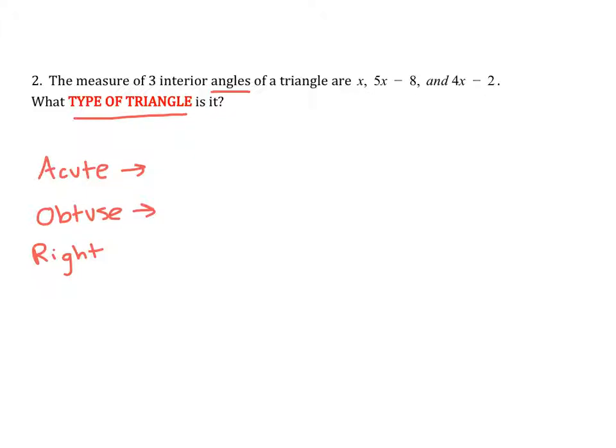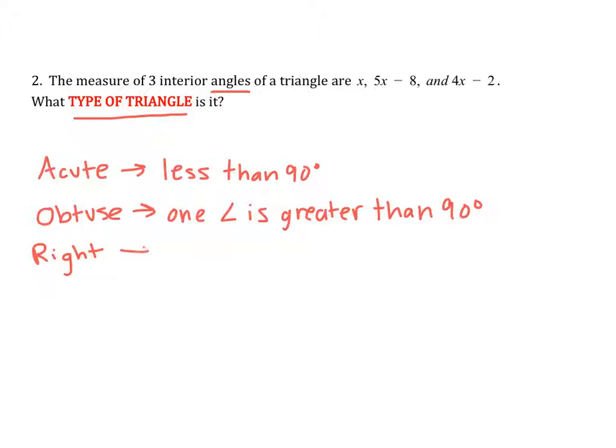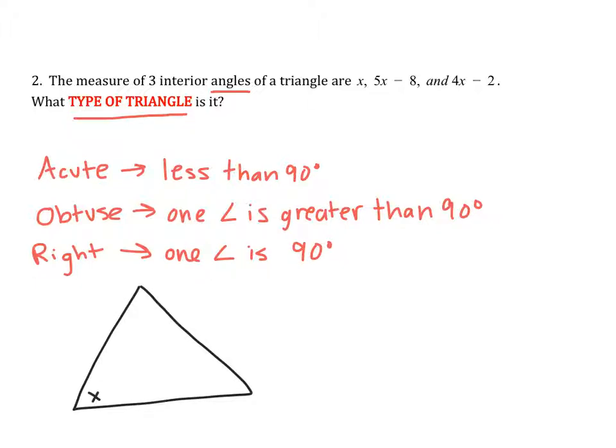So acute, of course, means that all angles are less than 90 degrees. An obtuse triangle is where one angle is greater than 90. And then a right triangle is where one angle is exactly 90 degrees. So we're going to need to actually know what the angles are. So I'm going to just set up a picture, and we're going to solve for x and actually figure out what those different angles are.